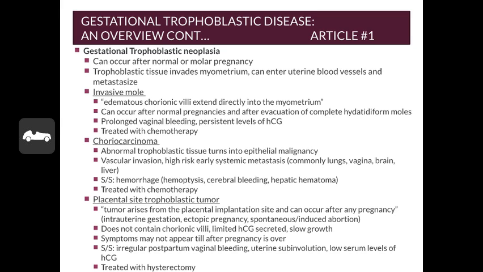Placental site trophoblastic tumor is a tumor that arises from the placental implantation site and can occur after any pregnancy: intrauterine gestation, ectopic pregnancy, or a spontaneous or induced abortion. This one does not contain chorionic villi, and limited HCG levels are secreted. It is also of slow growth. Symptoms may not appear until after the pregnancy is over. The symptoms include irregular postpartum vaginal bleeding, uterine subinvolution, and low serum levels of HCG. This condition is treated with a hysterectomy.